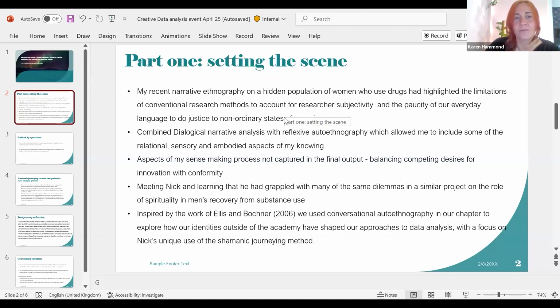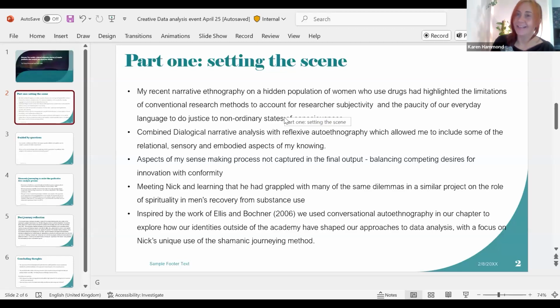So what I arrived at was using a combination of methods to do that. So I used dialogical narrative analysis based on the work of Frank. And in order to be able to locate myself within that, in the way that I feel that any sort of data cannot be taken in separation from the mind that it's constructed by, I used reflexive autoethnography as well, to try and embed and insert myself where appropriate within the text.